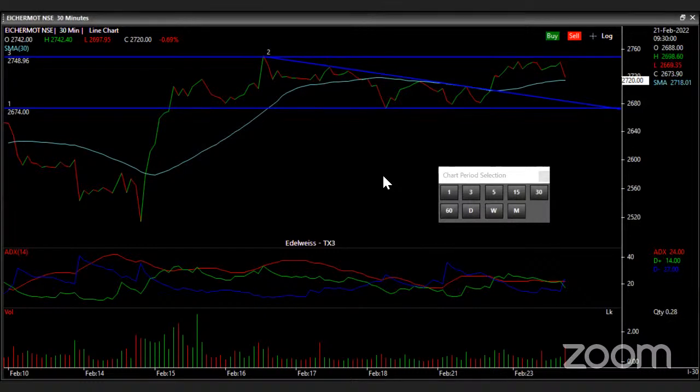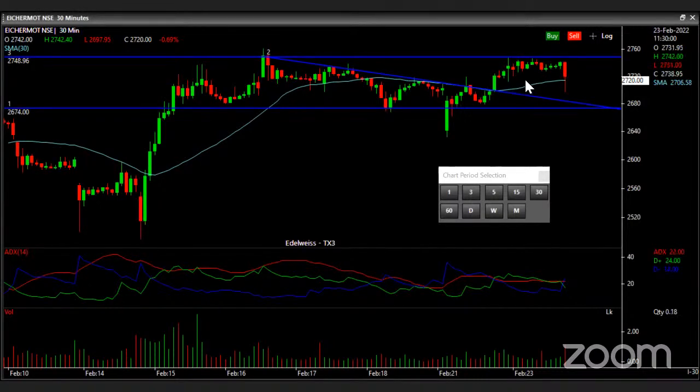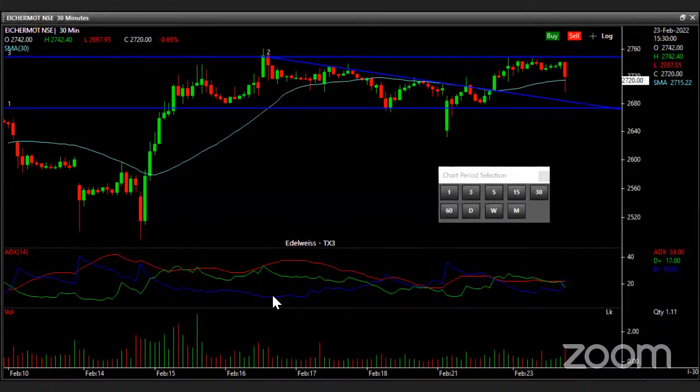Now I am converting the line chart to candlestick. Let's see. Very clear. What is the signal of a flag? Sir, if the upper part is going to be broken, what does it mean? It can again go upside. Anyone have any query?